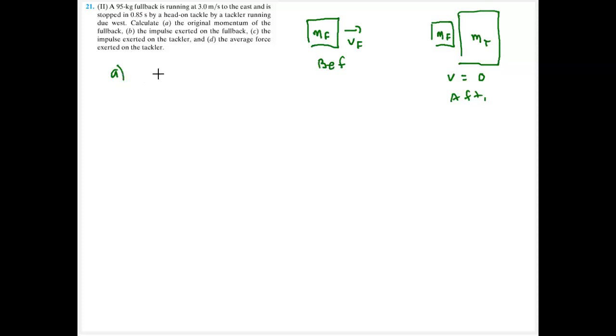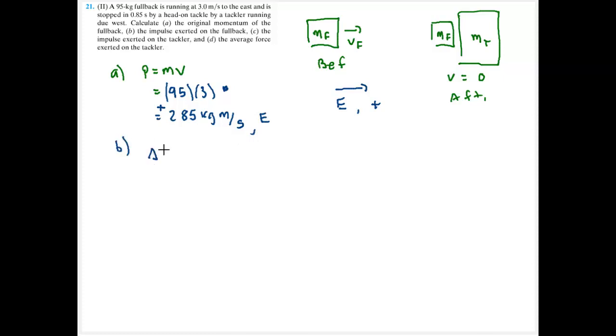I'm asked for the momentum of the fullback, where momentum is simply equal to mass multiplied by velocity. And what I'll do here is I'll say he's traveling to the east, so this is going to be east, and I'm going to call east positive. If I get a negative number, that simply means to the west. So his mass is going to be 95 kilograms, and his velocity is going to be 3 meters per second. So I'm left with 285 kilograms meters per second. This is going to be positive, so that means he's going to the east.